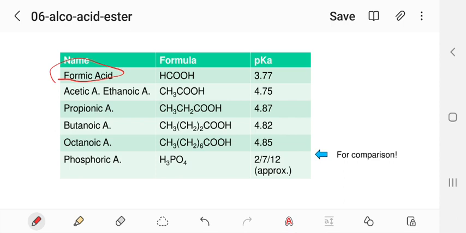And the more carbons we have in the chain, the weaker the acid gets. So, for example, the acetic acid is considered a weak acid, and the others as well. It gets weaker and weaker.